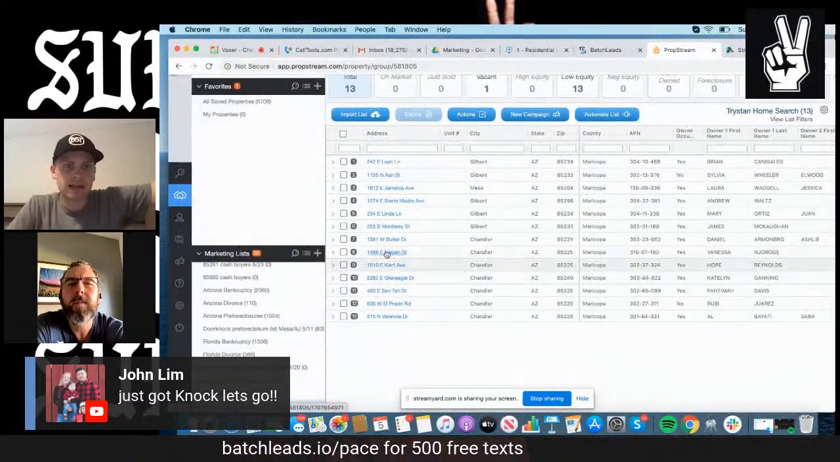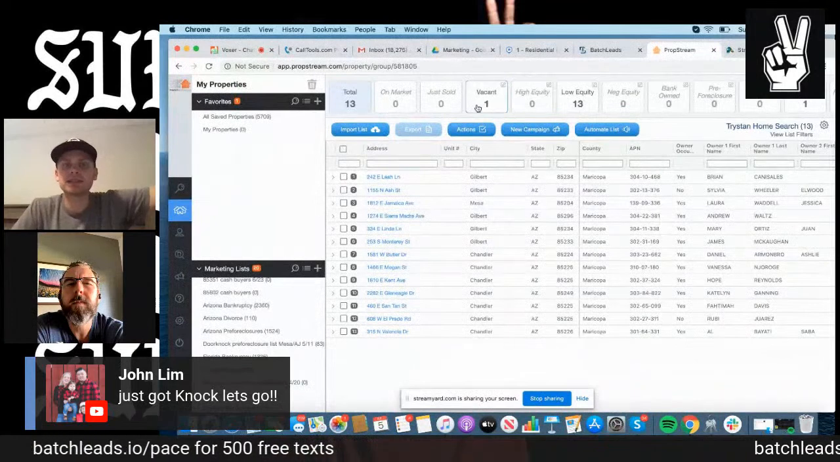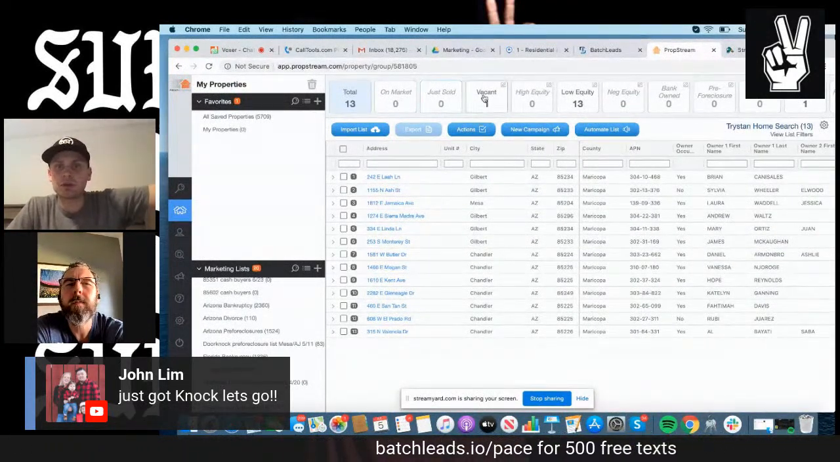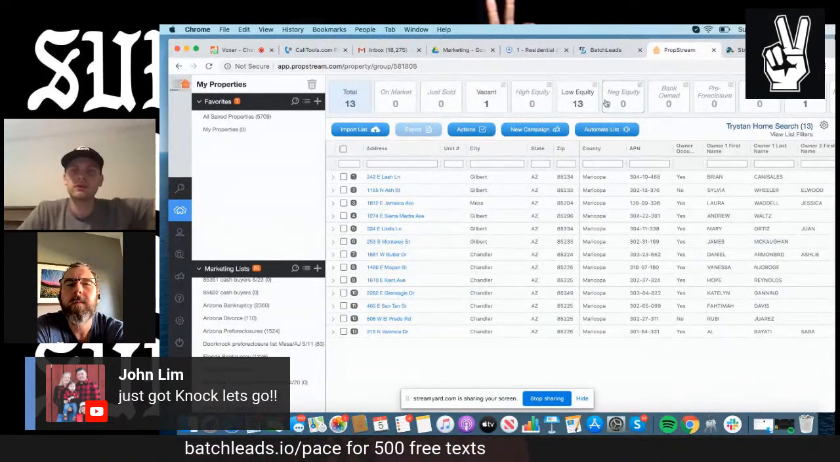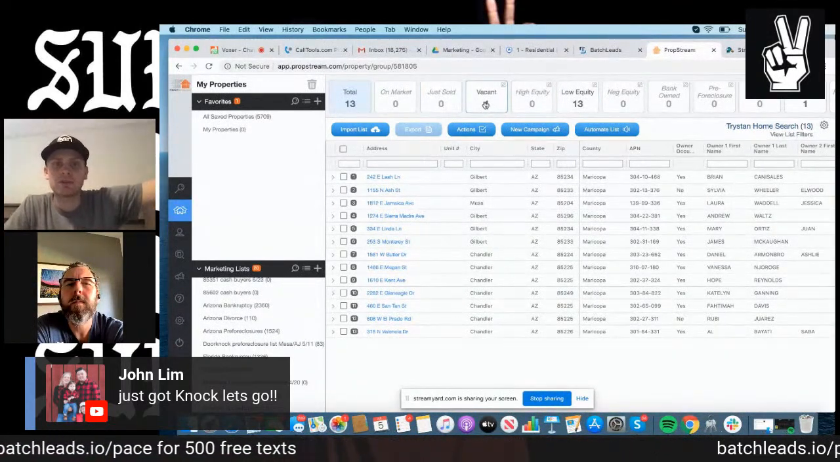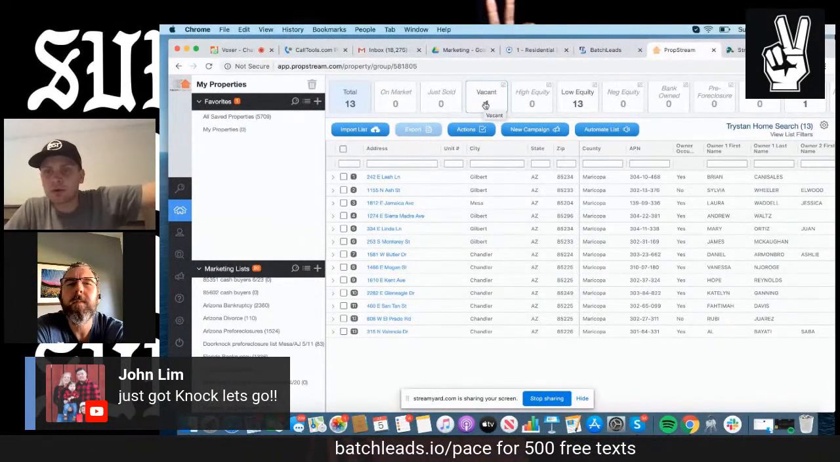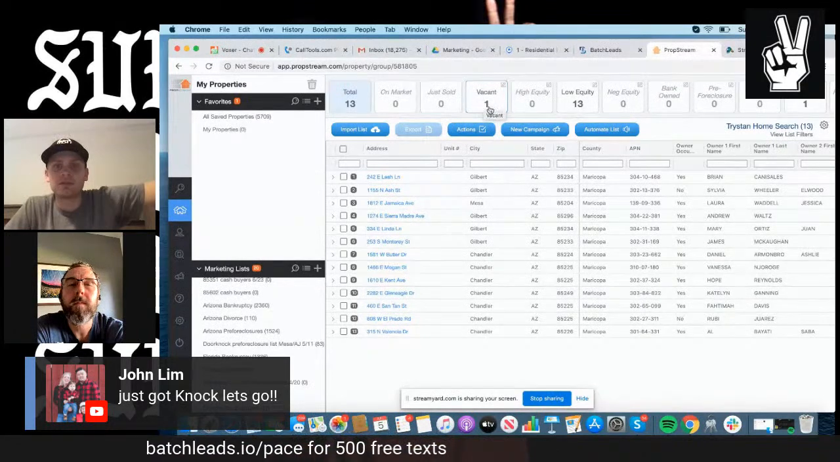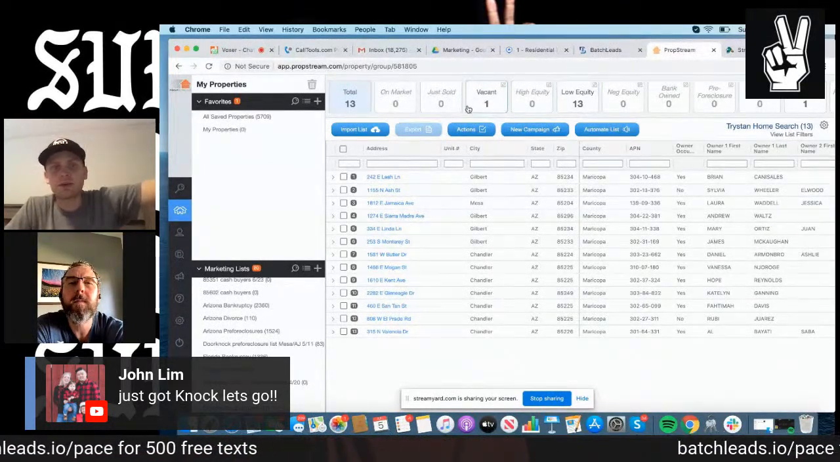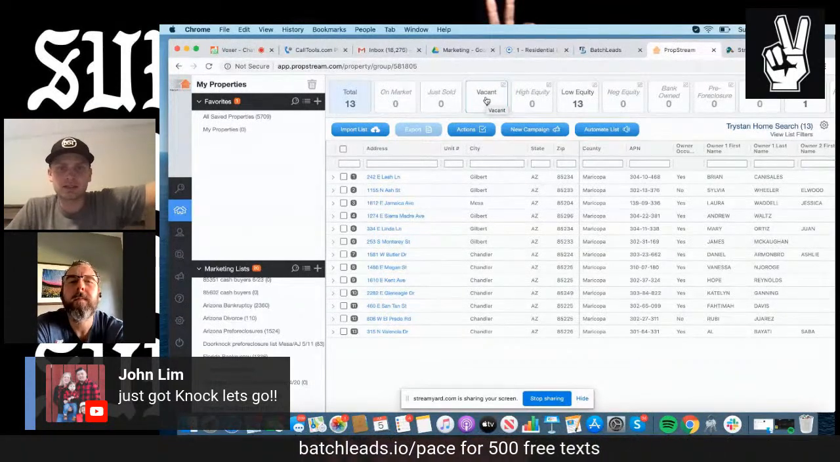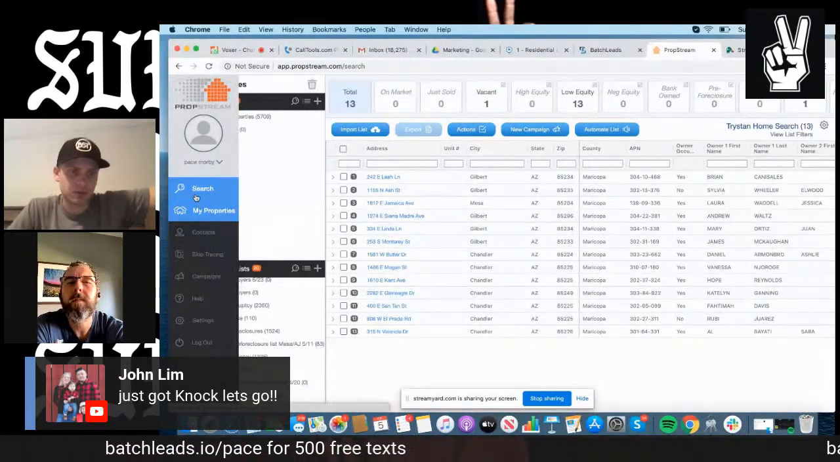So as far as PropStream, guys, this is one of the things that I like about PropStream: you have this little toggle chart up here, so you can get an idea. Like one of these properties is vacant. So would that probably be somebody that's pretty motivated? I would say so. It's vacant. They don't have a lot of equity. They already failed to sell their property on the open market. So that's probably somebody that you'd want to reach out to right away.